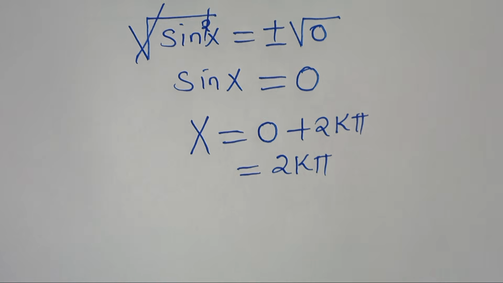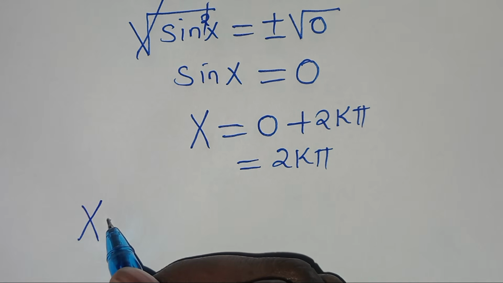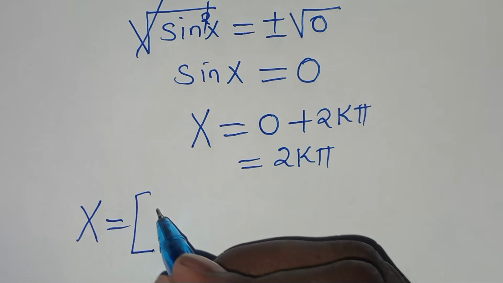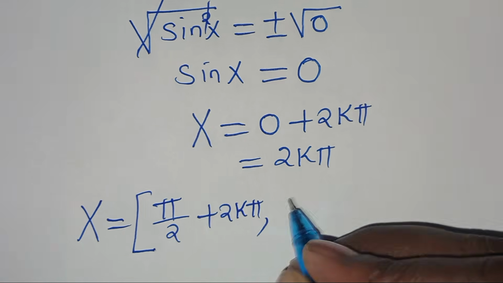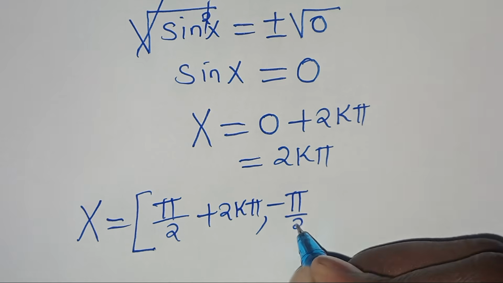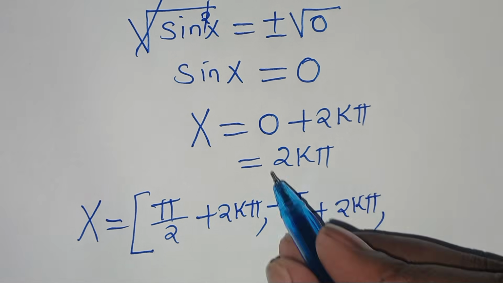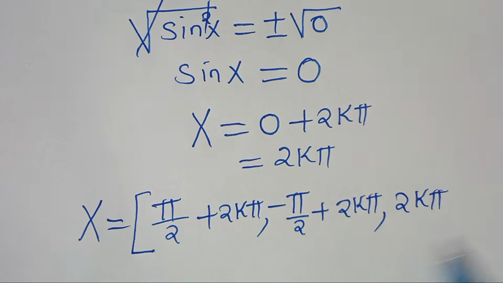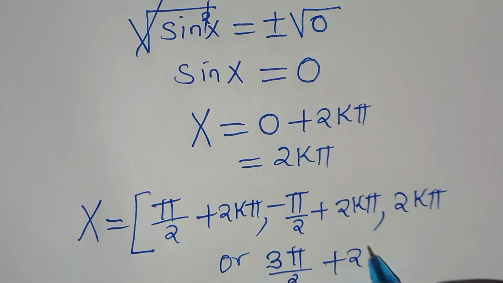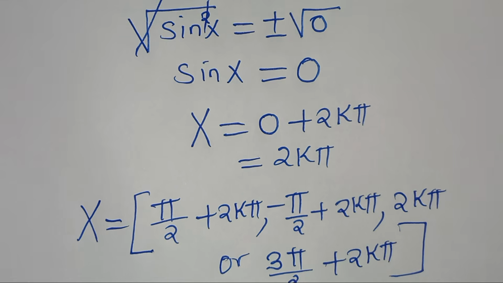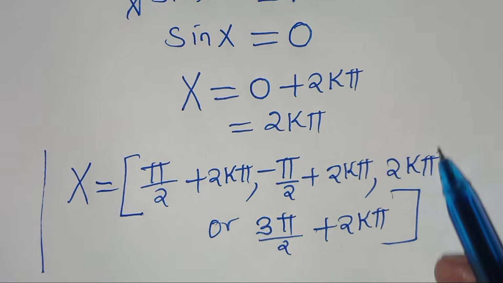Now, for this trigonometric problem, the values of x are as follows. We have pi over 2 plus 2k pi. We have minus pi over 2 plus 2k pi. We have 2k pi, or we have 3 pi over 2 plus 2k pi. So these are the values of x for this trigonometric problem.